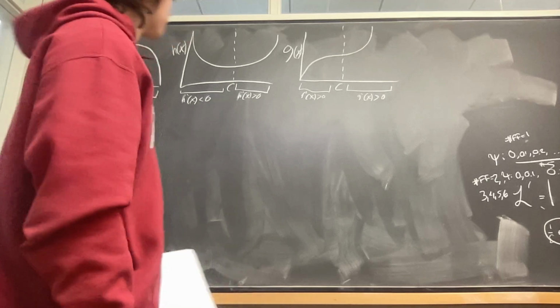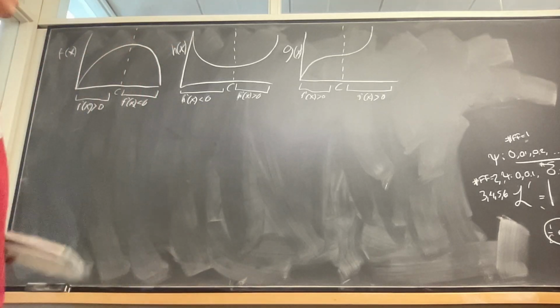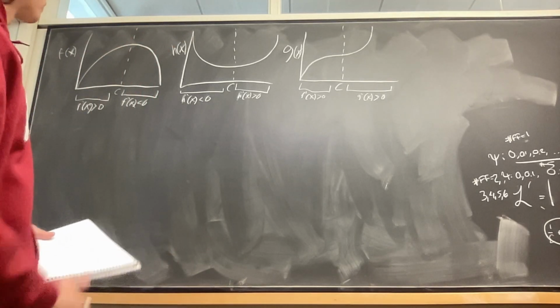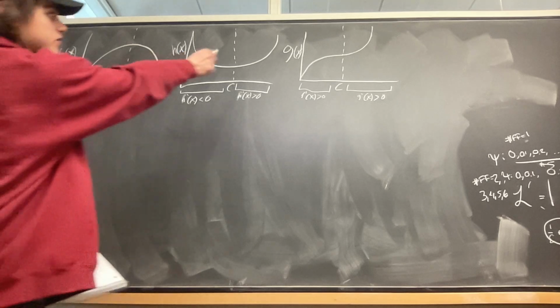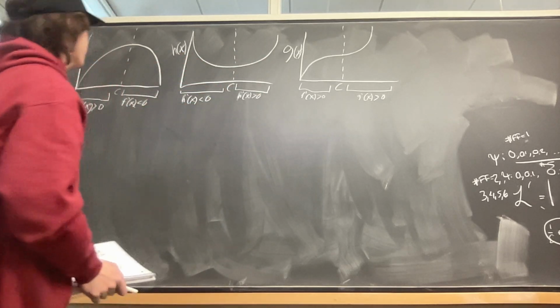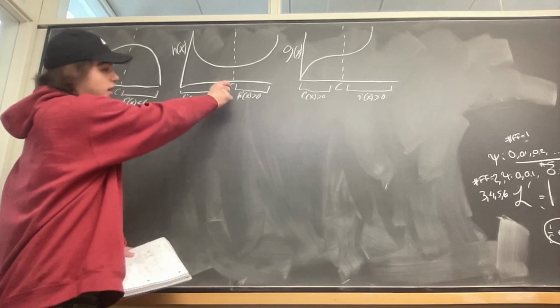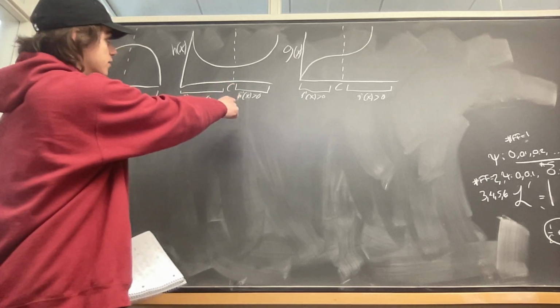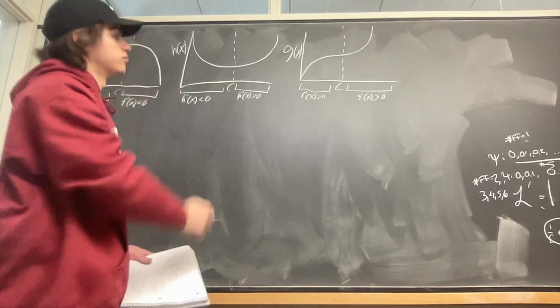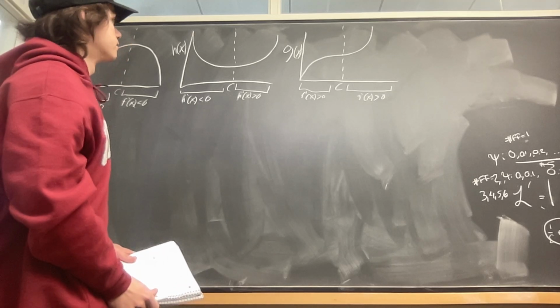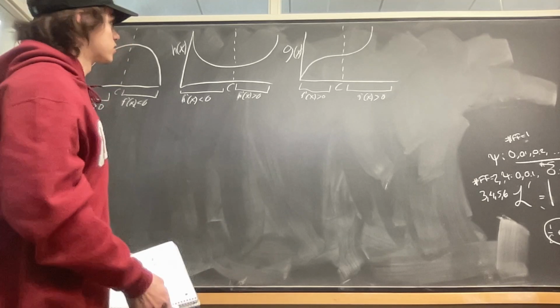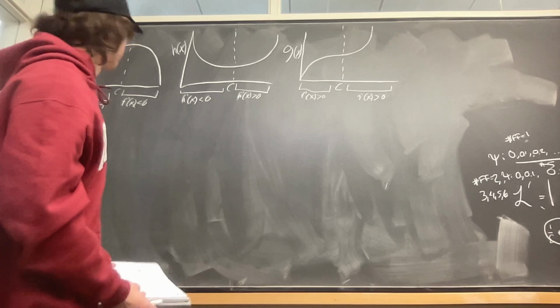All right, so here we have three functions, f of x, h of x, and g of x, with the point C on the x-axis, and that point C marks the inflection point where the graph switches its concavity.